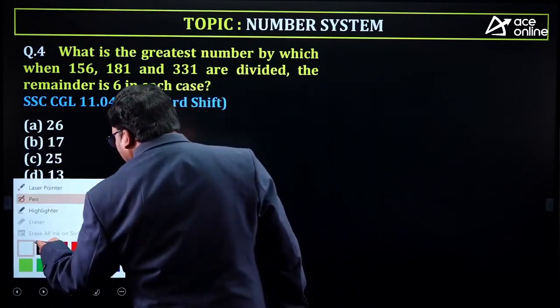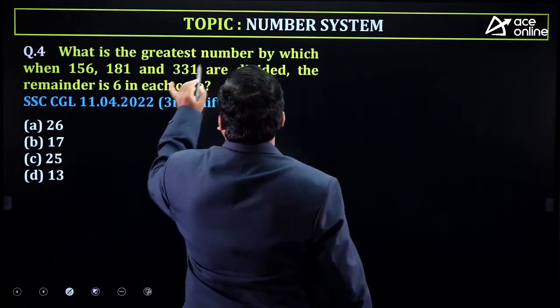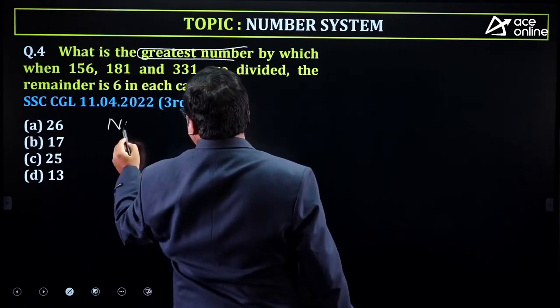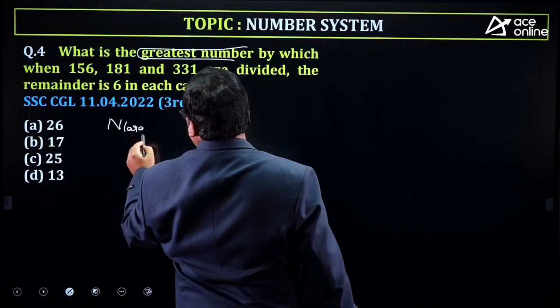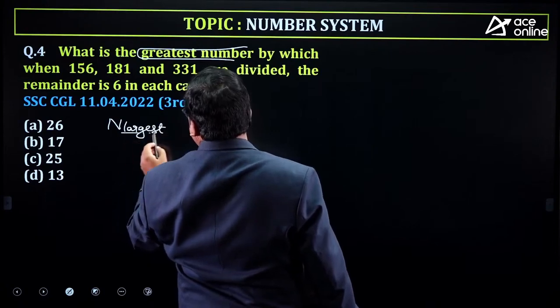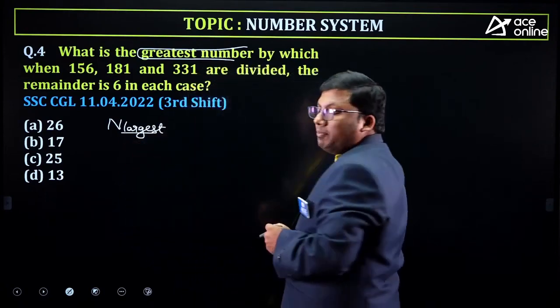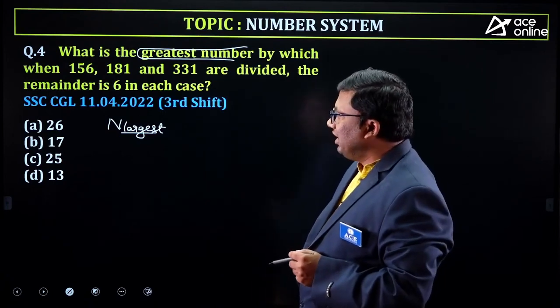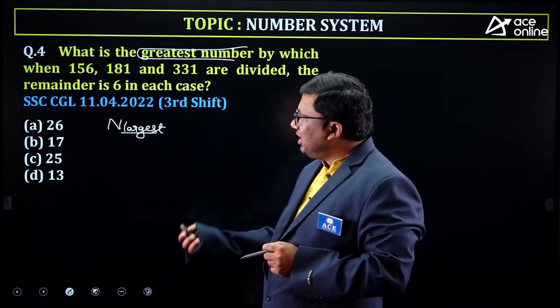Question 4. Read the question. What is the greatest number? I want the largest value by which 157, 181 and 331 leave a remainder 6 in each case.